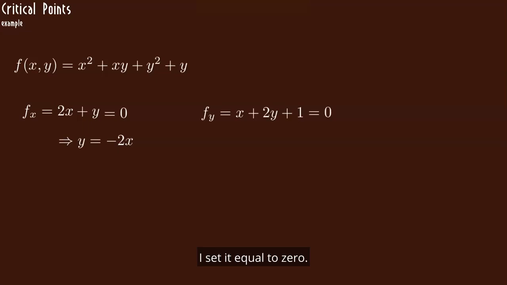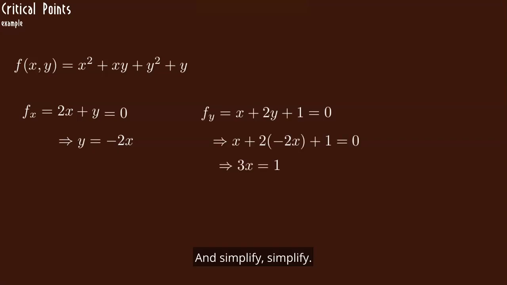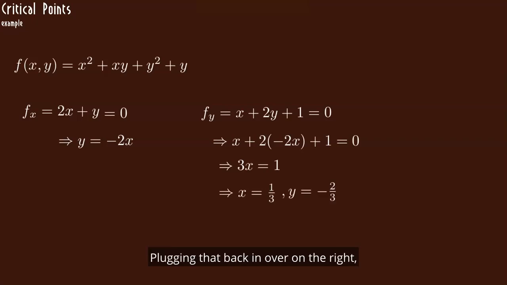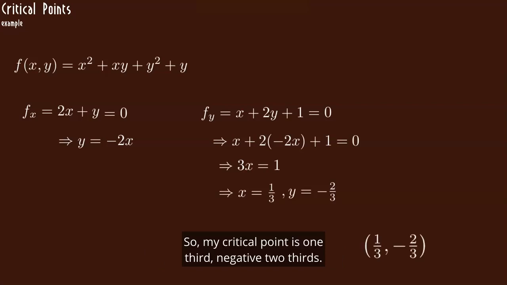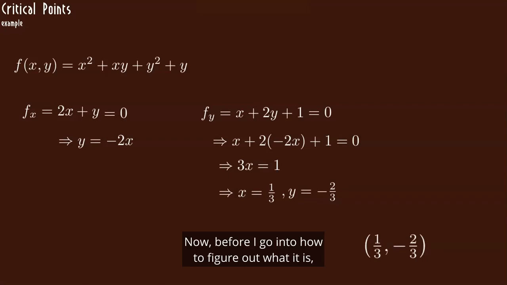I set it equal to 0. I'm going to replace that y in there with negative 2x, and simplify, solve for x. So I get x is equal to 1/3. Plugging that back in over on the right, I get that y is negative 2/3. So my critical point is (1/3, -2/3). Now before I go into how to figure out what it is, let's do another critical point.